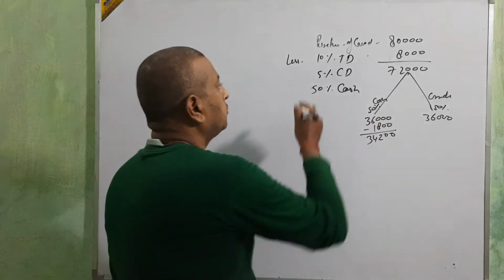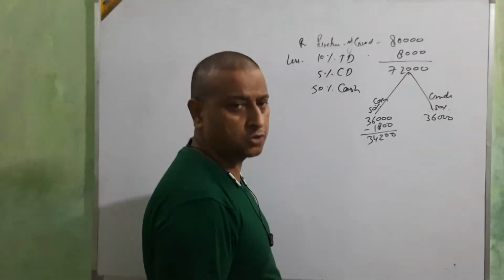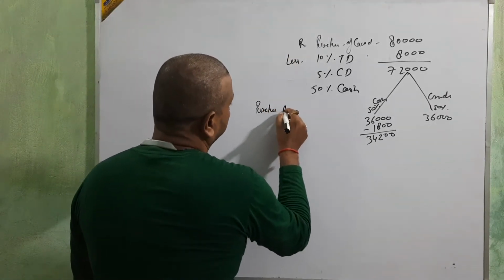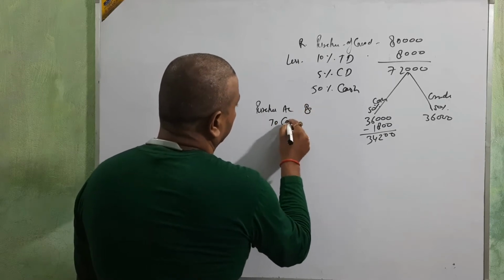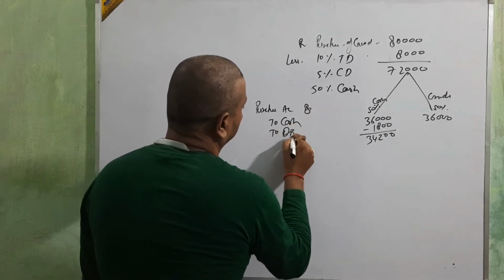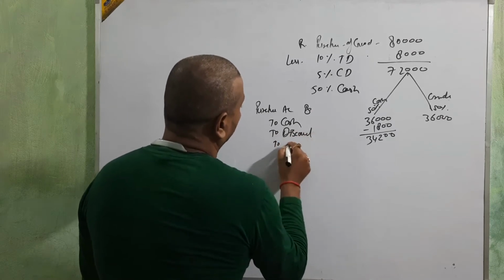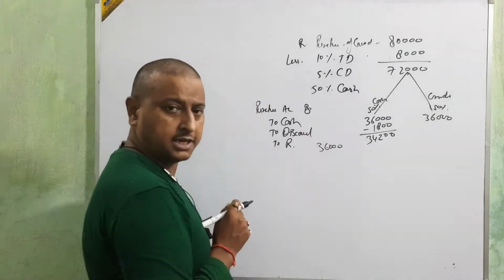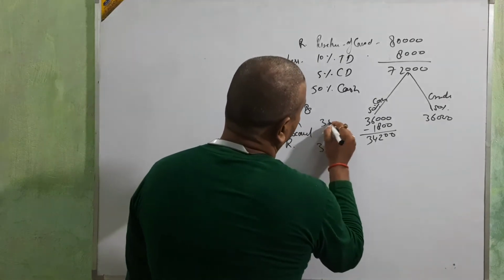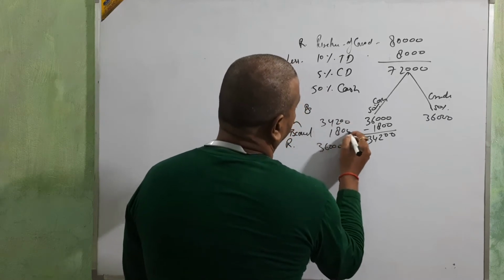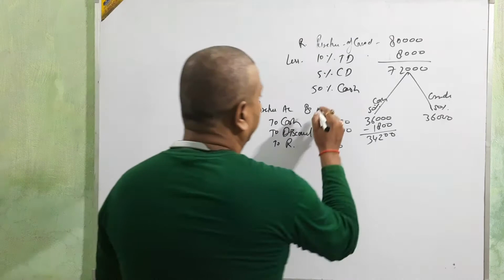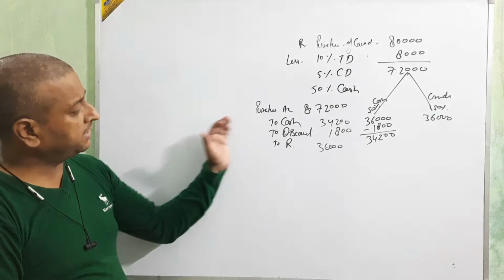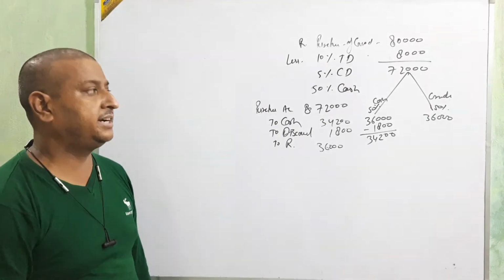As like that, if you purchased these goods from R, the entry is like that: purchase account debit, cash, discount, R. In R 36,000, in cash 34,200, discount 1,800, and the main amount is 72,000. This way we are going to present the cash and trade discount both.